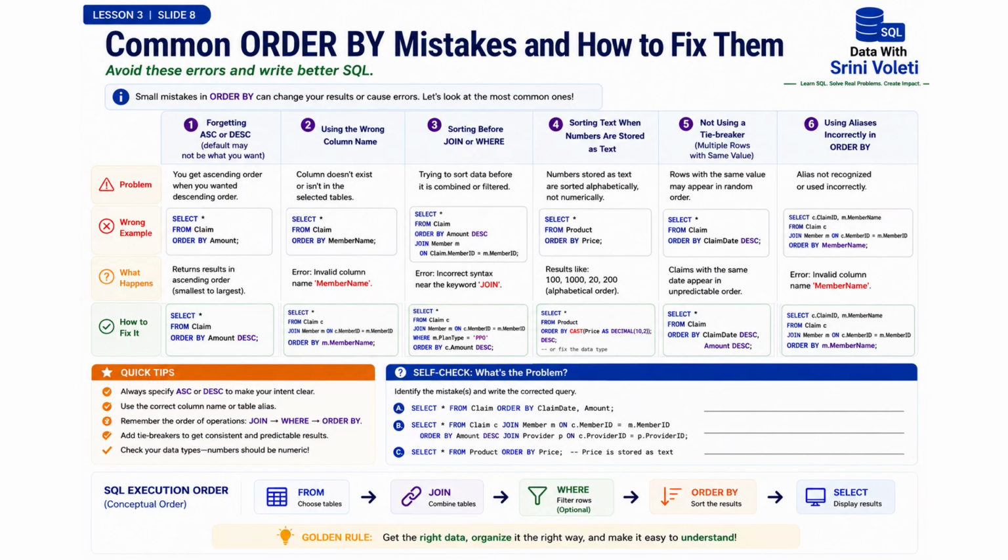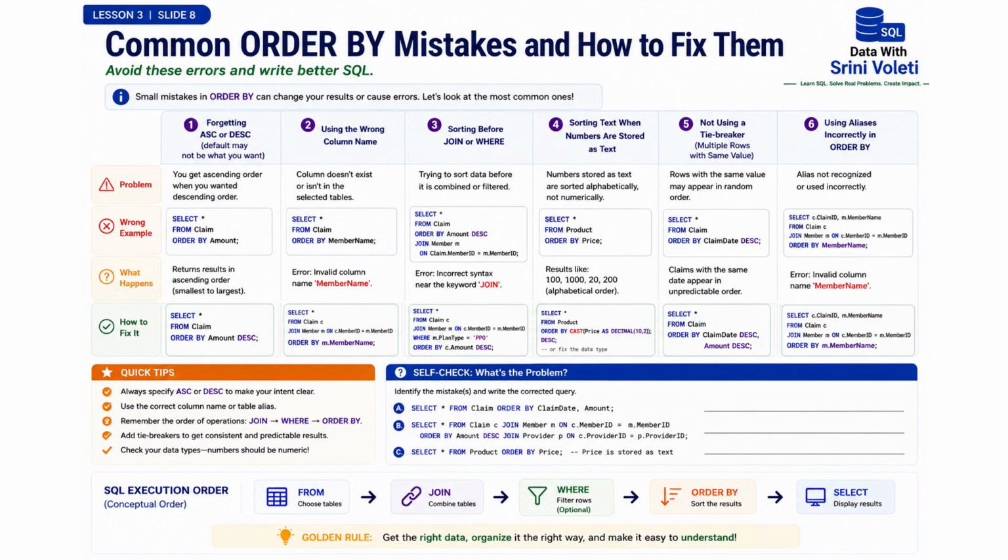You will also want to remember the order in which SQL processes a query. SQL does not sort data first. It first combines tables with join, filters rows with where if needed, and only then applies order by. Another situation to watch for is when numbers are sorted as text. Instead of sorting numerically, SQL sorts them alphabetically, which can produce unexpected results. Whenever possible, store numeric values using the correct numeric data type.